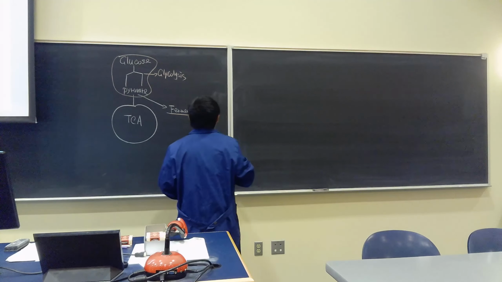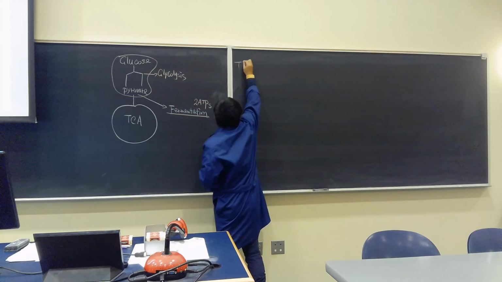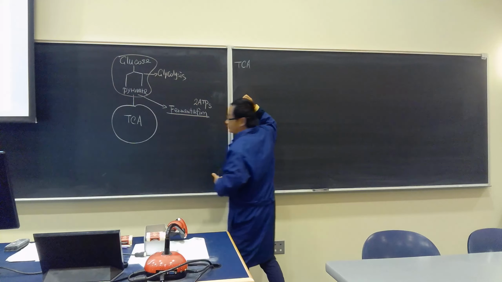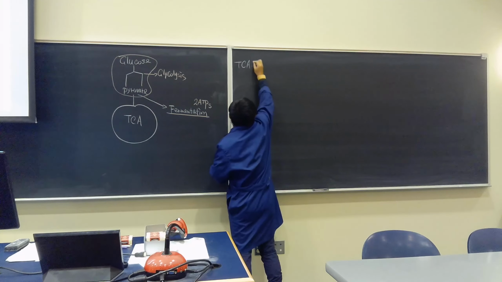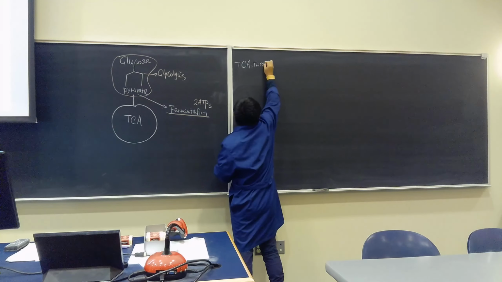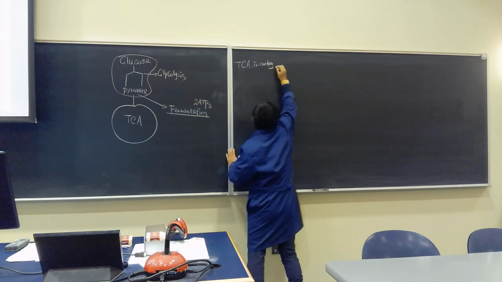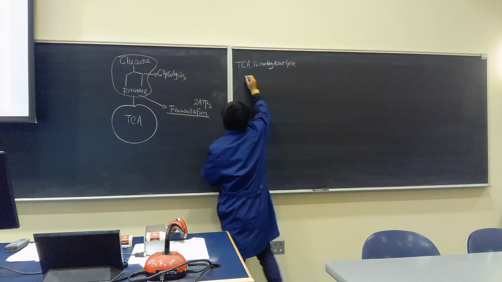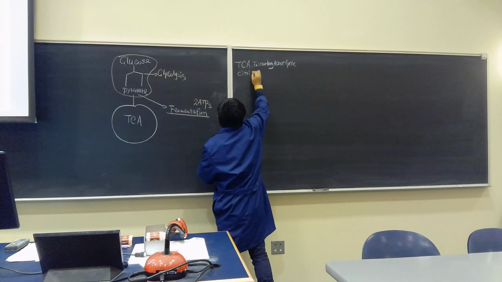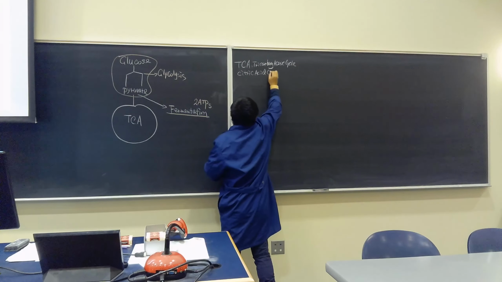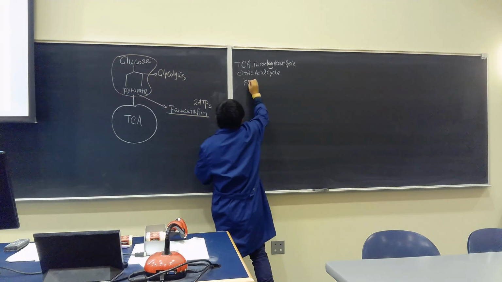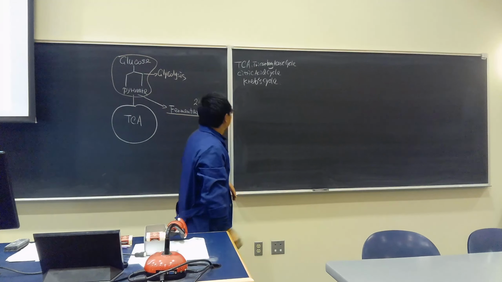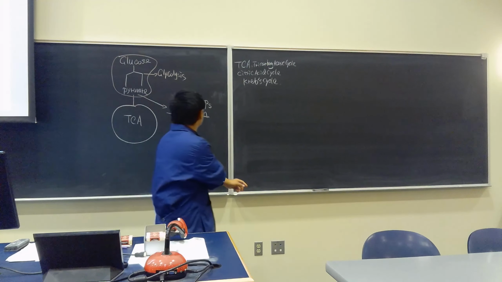So the TCA cycle, I'll just write it here. There are different names, but all the same. TCA cycle, tricarboxylic acid cycle. And some people call it the citric acid cycle. Same thing. Or the Krebs cycle, named after the scientist who discovered this. Okay? So you already know it's a circle, so let's talk about that.